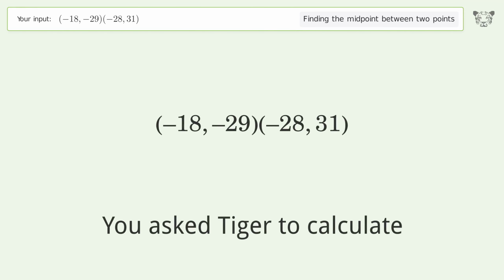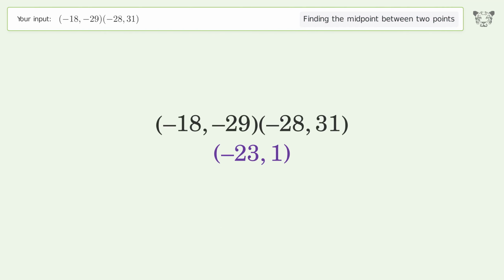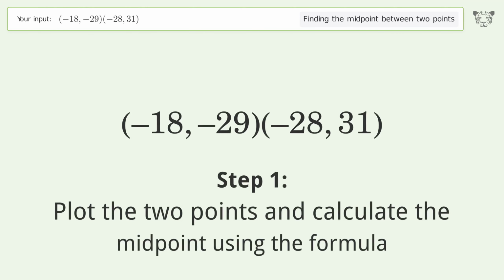You ask Tiger to calculate. This deals with finding the midpoint between 2 points. The midpoint between the 2 points is negative 23, 1. Let's solve it step by step. Plot the 2 points and calculate the midpoint using the formula.